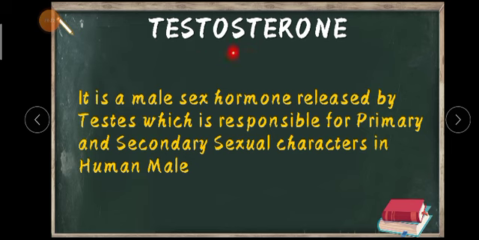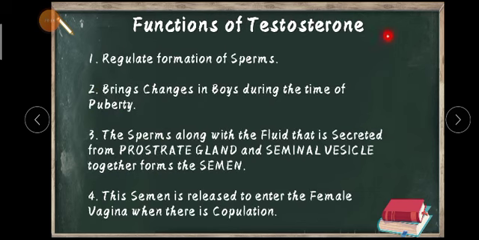Because of this hormone only, you have different secondary sexual and primary sexual characters if you are a male. Females do not produce this testosterone hormone. Understood? If testosterone hormone is produced in higher quantity in females, they develop qualities or structures which are like males. Is it clear? So testosterone is a male sex hormone which is released by the testes, and it is responsible for the primary and secondary sexual characters in human male. Is it clear? So now let us know what are the different functions of testosterone.